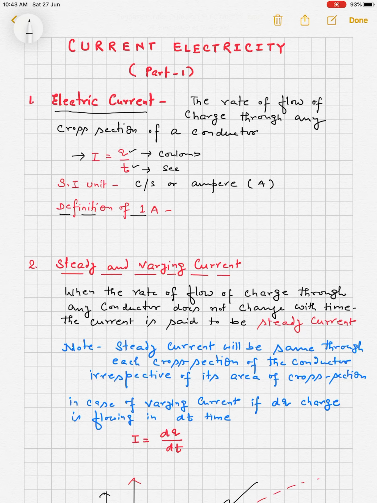So 1 ampere is the current produced in the conductor when 1 coulomb of charge flows through the cross section in 1 second. So it is the definition of 1 ampere. If Q is equal to 1 coulomb and T is equal to 1 second, then I is equal to 1 ampere. So 1 ampere is the current produced in the conductor when a charge of 1 coulomb flows through a cross section in 1 second.